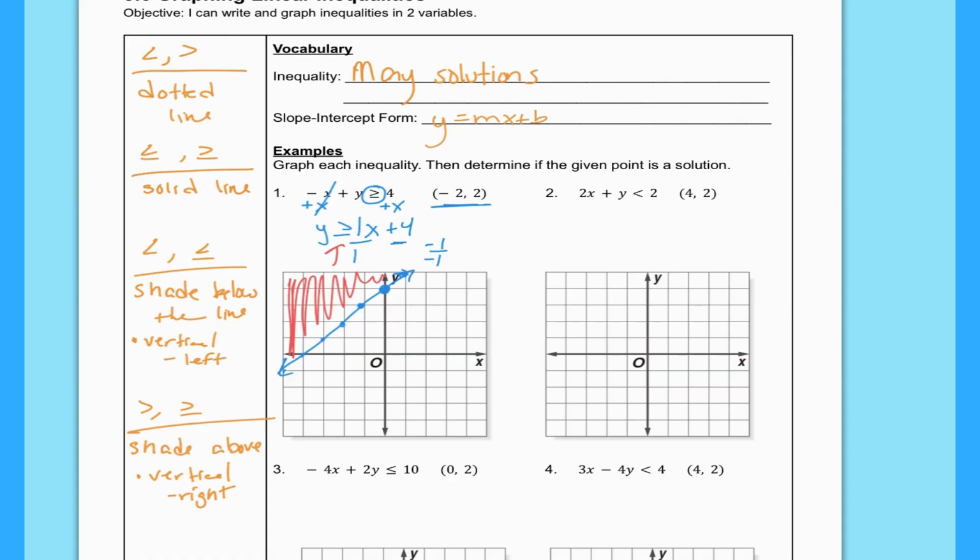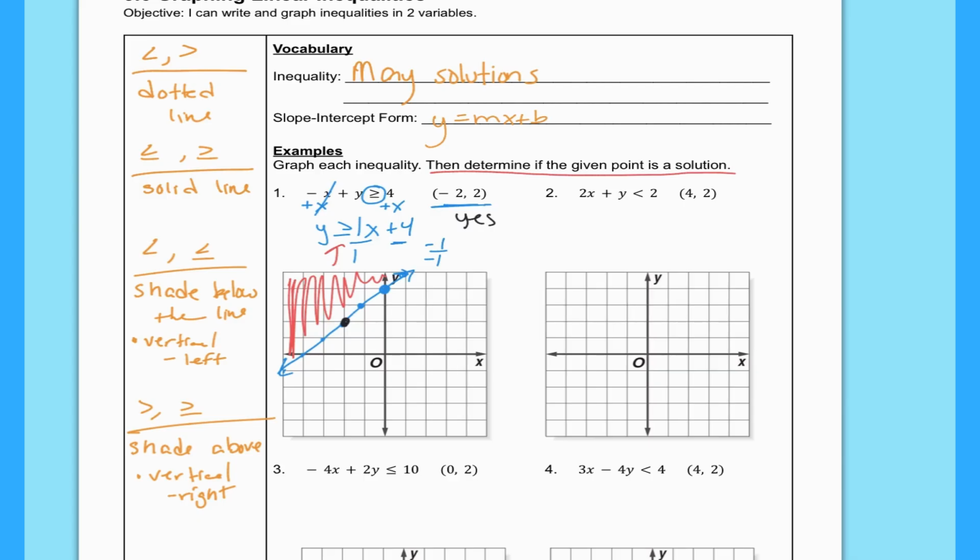Our second question up here says, then determine if the given point is a solution. So we have the point negative 2, positive 2. If I plot that point, negative 2, positive 2 is right here on the line. Because it's a solid line, yes, that's included in the solution. So is it a solution? Yes, it would be.